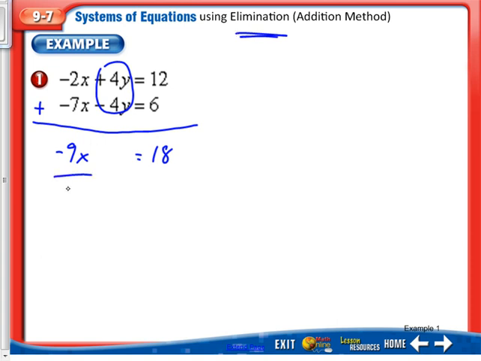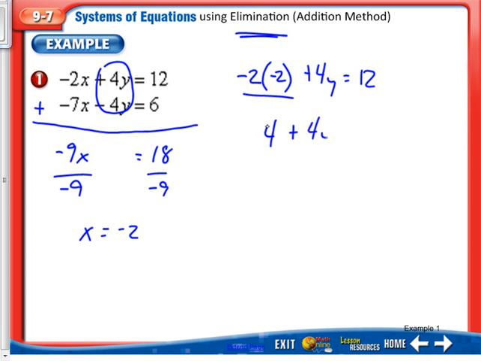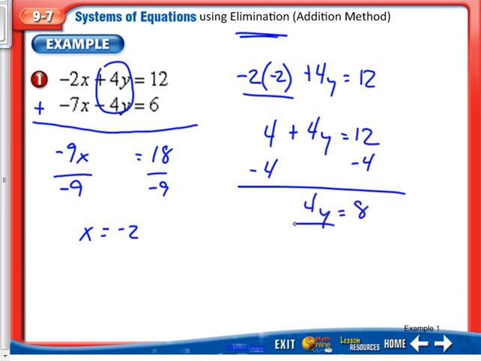Now we divide by the coefficient, which is negative 9, on both sides, and we're left with x is equal to negative 2. We're not done yet, of course, because we only know our x value. So just pick one of the two equations, it doesn't matter which one. I'll use the top one. So I'm going to do negative 2 times x, which is negative 2, plus 4y is equal to 12. Now I need to multiply first, so I get positive 4 plus 4y is equal to 12. Subtract 4 on both sides, and we get 4y is equal to 8. Now we divide by our coefficient of 4, and so y is equal to 2. So my solution is negative 2, 2.